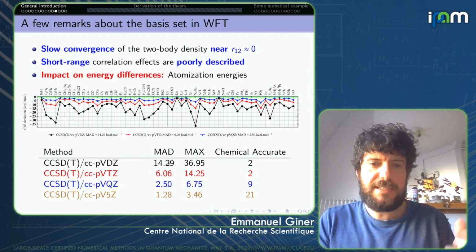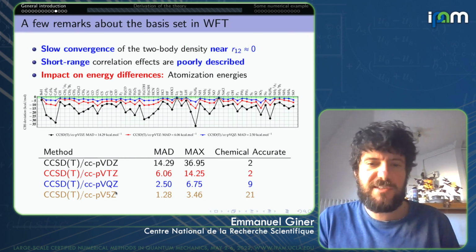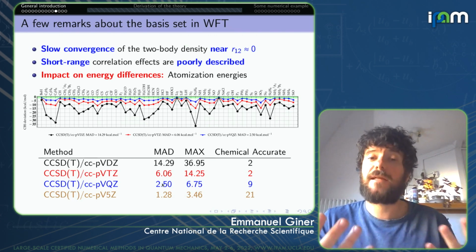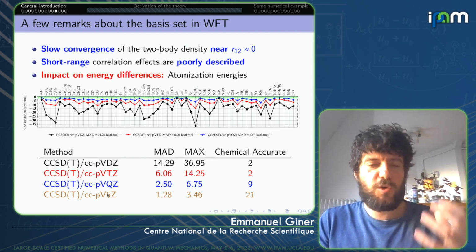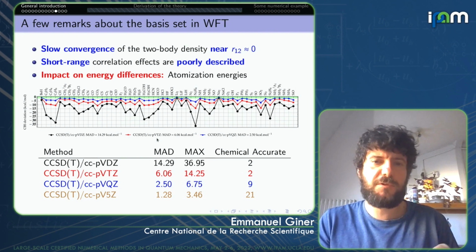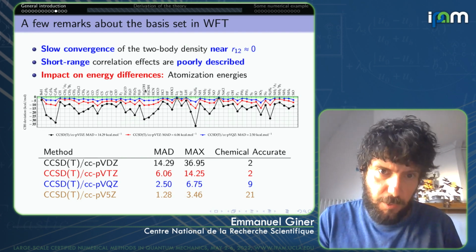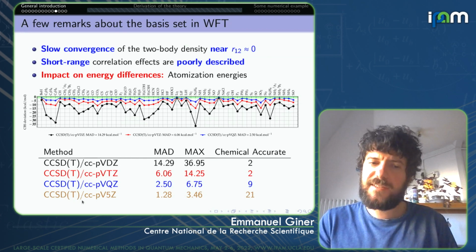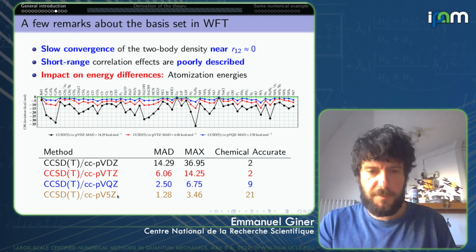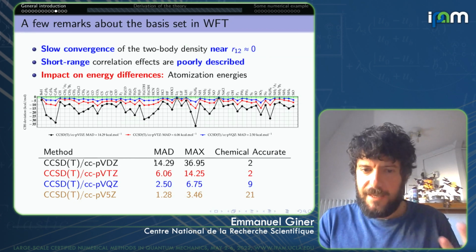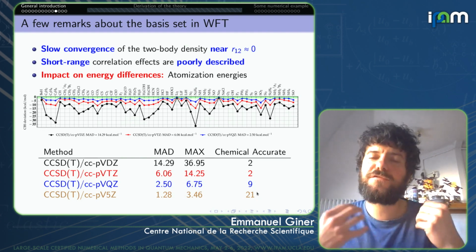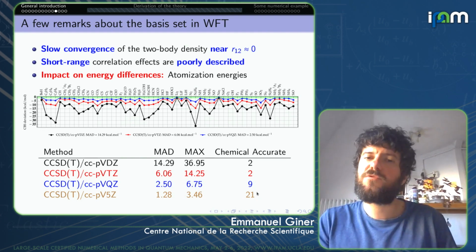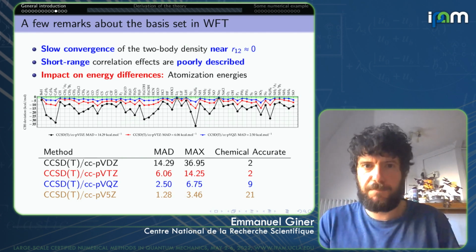And what you see here is that, of course, by increasing the basis set, you reduce the error on the atomization energy, but still you have to push your calculation to essentially a quintuple zeta basis set, and for such a system as H3OH, a CCSD(T) quintuple zeta calculation is something heavy. Eventually you see that on average you are at 1.28 kcal per mole, and not even half of these molecules are in the chemically accurate regime.